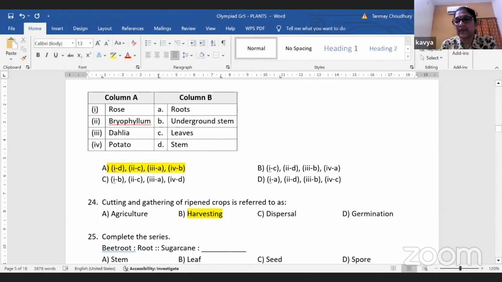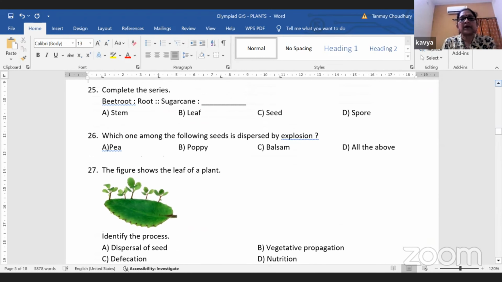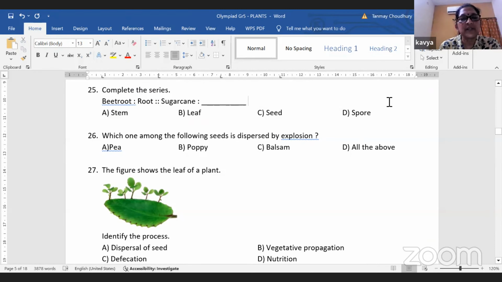Complete the series. Okay. So this question has come again. Right. Okay. So till 25, we'll do one more question. Beetroot is a root as sugarcane is a stem. So the answer will be stem. Beetroot is a root, right? The red color thing. And sugarcane is a stem. I showed you how the sugarcane grows from its nodes which are present on the stem.